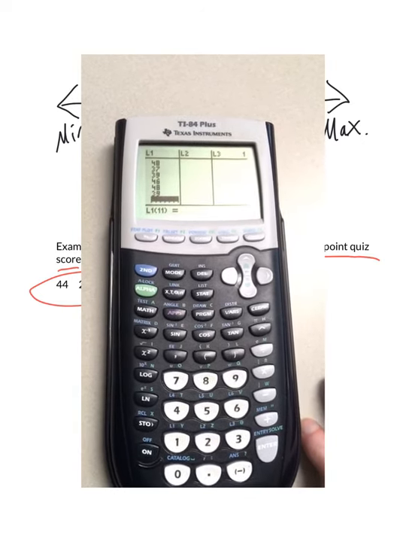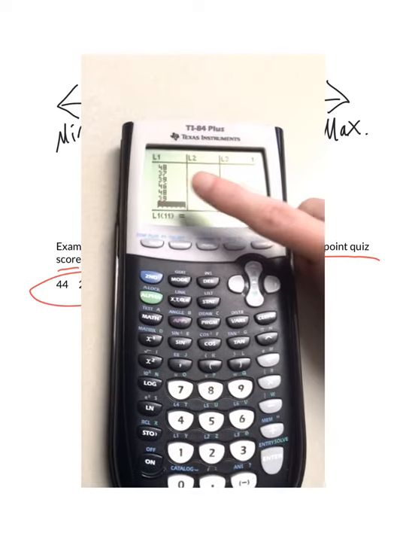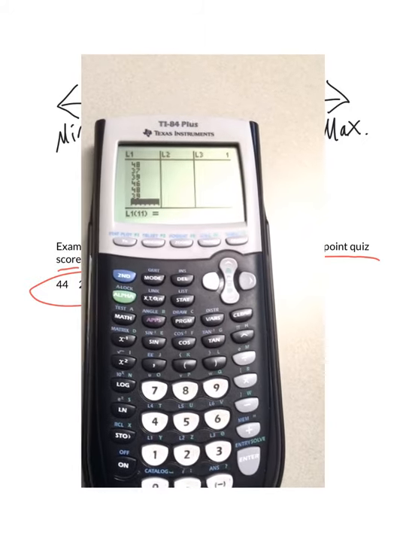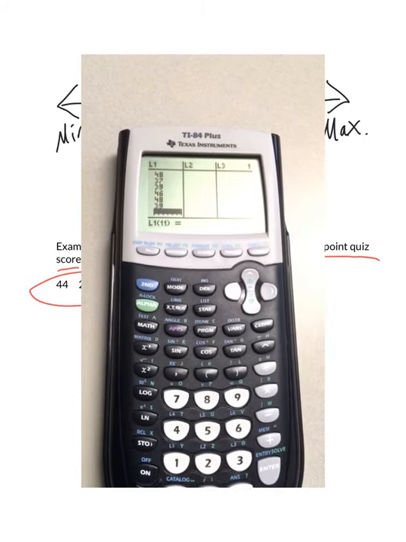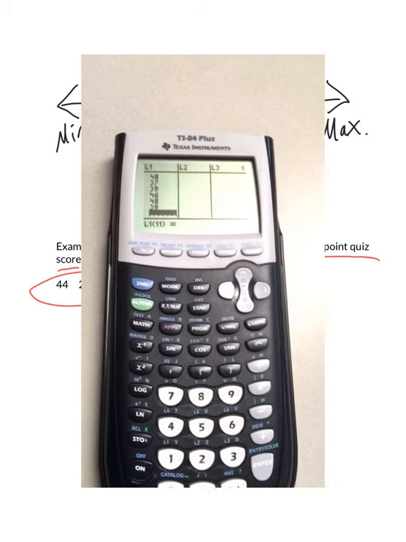Once all the data points are typed in there, and by the way, you'll notice I have some repeating data points like 39, that's okay. Type it in there both times if it repeats. You put every data point in there, even if it repeats tons of times. Put it in every single time into the calculator.